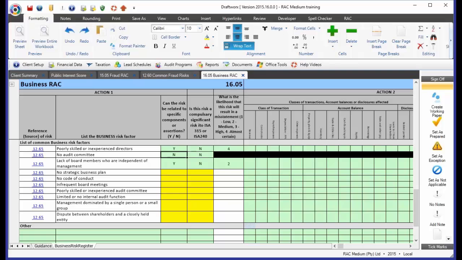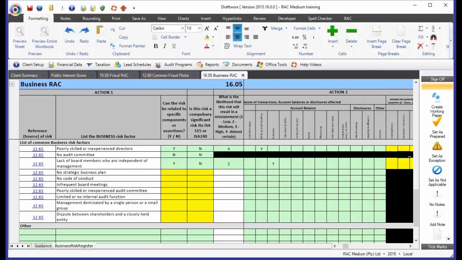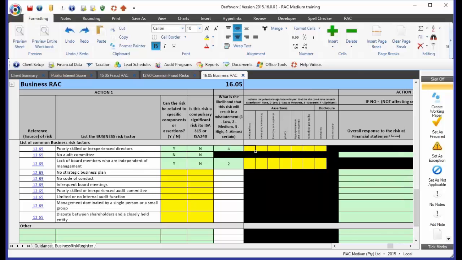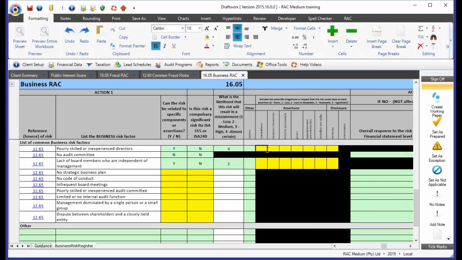Now, once again, for the item that cannot be related to specific components and assertions, we can't do anything about it. Okay. But for the other 2 items, we can go and document revenue, property, plant, equipment, inventory, cost of sales, whatever the case is. Go and document the components. When we get to the assertions, the colors work in exactly the same way. However, we don't answer with a yes or no here. We now go and put in a 1, 2, 3, 4.